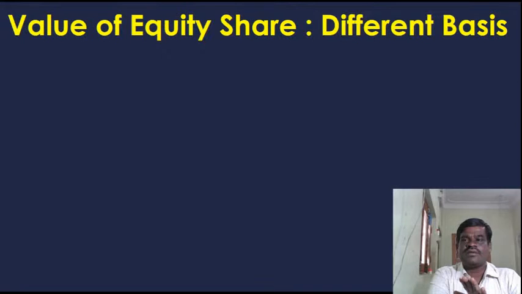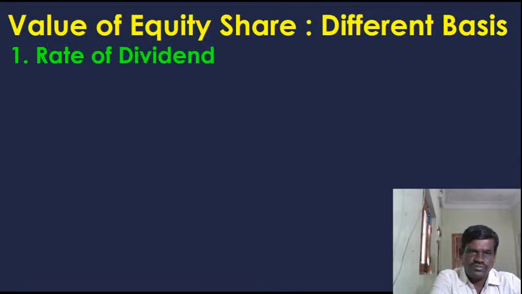After repayment of preference share capital, after payment of the dividend to the preference shareholder, then you have to repay the capital to the equity shareholder, then you have to give the dividend to the equity shareholder. These are the basic differences between the equity share and preference share. Now how to calculate the equity share on a different basis.